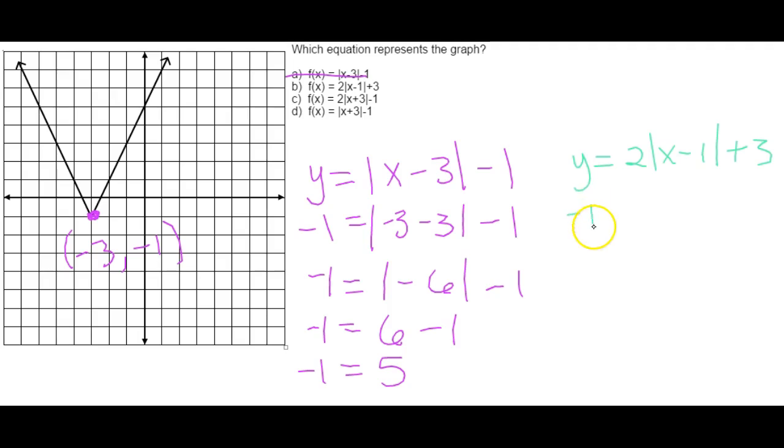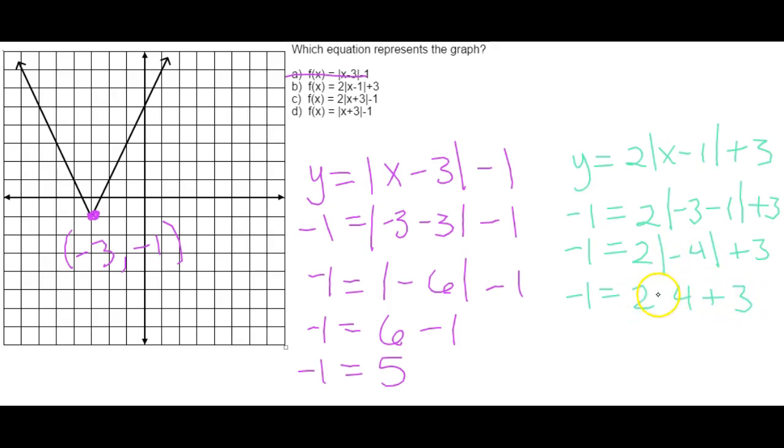Replacing y with -1 and x with -3 again. Do inside the absolute value bars first. -3 minus 1 is -4. We take the absolute value of -4. Absolute value of -4 is +4. When you do that, it leaves multiplication, so this will become 2 times +4, which is 8. And then 8 plus 3 is 11.